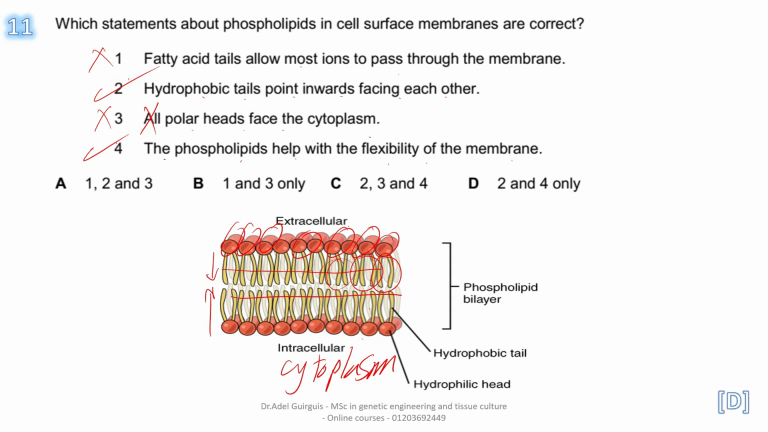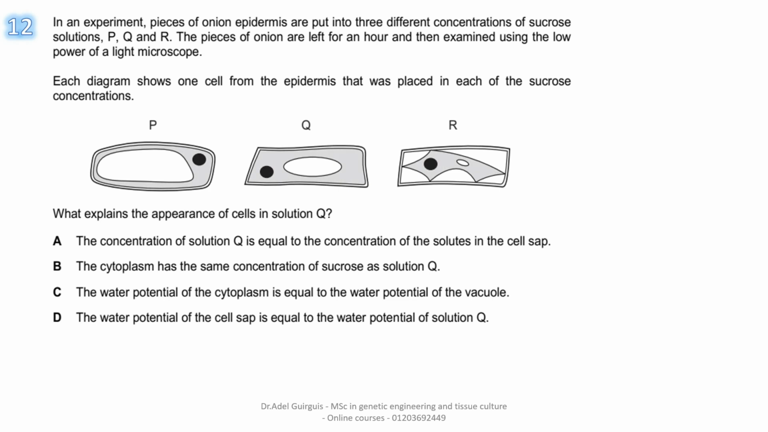Okay. Number 12. In an experiment, pieces of onion epidermis are put into 3 different concentrations of sucrose solutions P, Q, and R. The pieces of onion are left for an hour and then examined using the low power of a light microscope. Each diagram shows one cell from the epidermis that was placed in each of the sucrose solutions or concentrations P, Q, and R. What explains the appearance of cells in solution Q? Letter A, the concentration of solution Q is equal to the concentration of solutes in the cell sap.